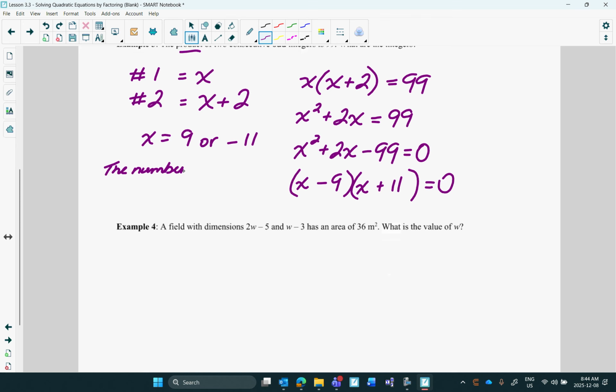The numbers could be 9 and, how do I find the next consecutive odd? What's the next consecutive odd? 11, because I add 2. Or -11 and -9. So there's two possible answers. And they both work, because negative numbers can be consecutive and negative numbers can be odd, because I was asked for integers.